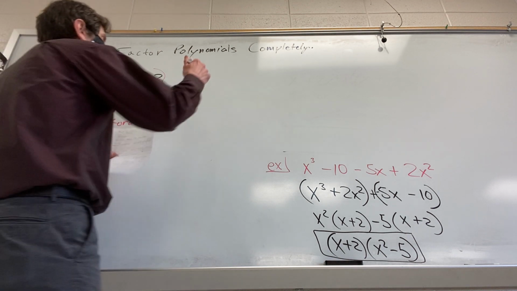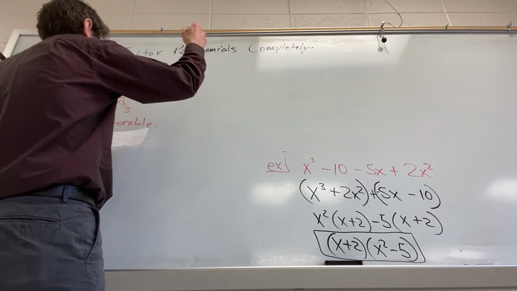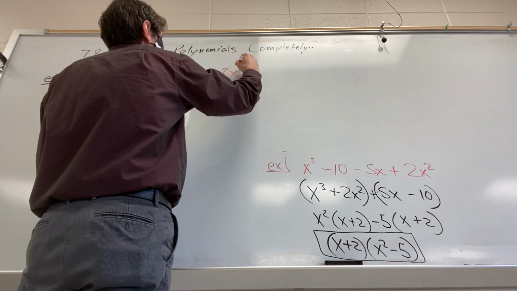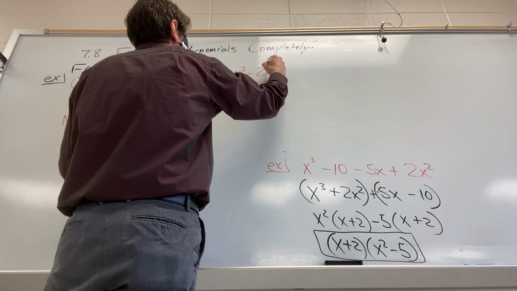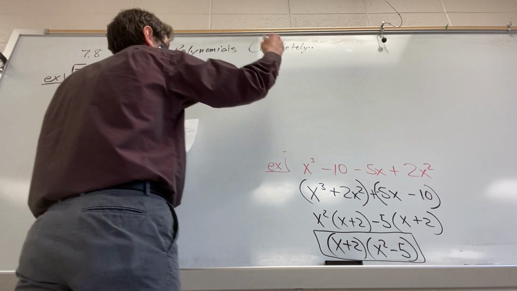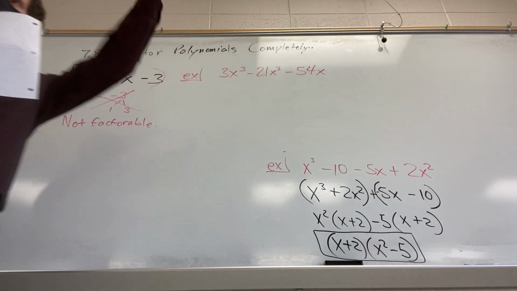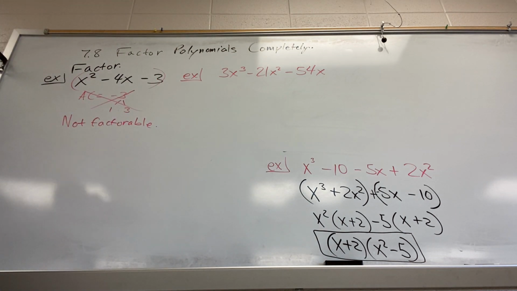And let's go ahead and do this one. 3x to the third minus 21x squared minus 54x. And if you don't mind, I'll do this one quietly, and you can work it out yourself, and we'll see if we match. Sound like a game? Yes.